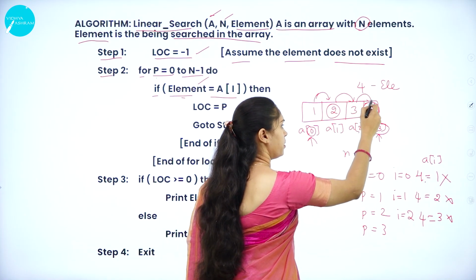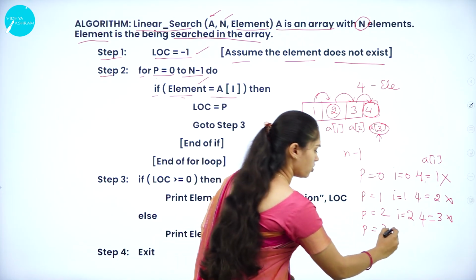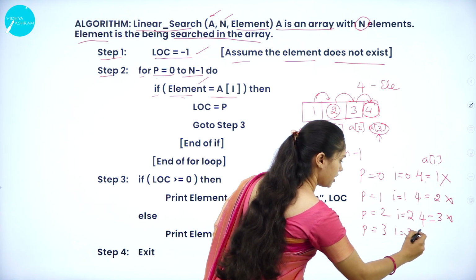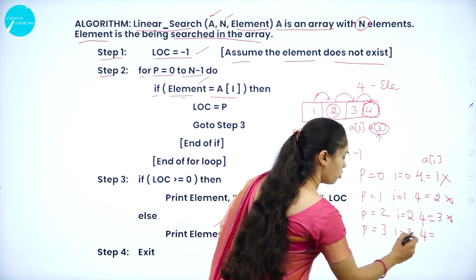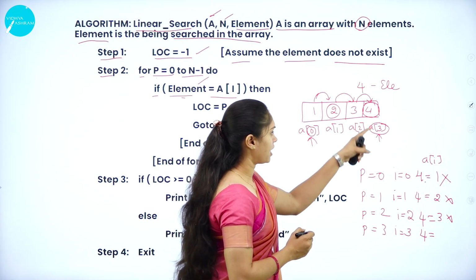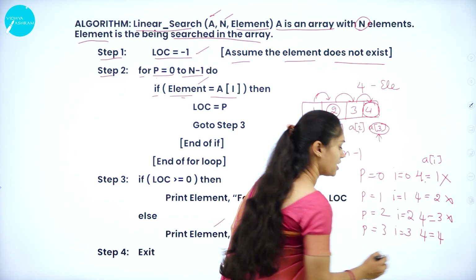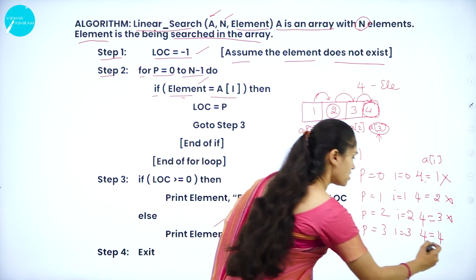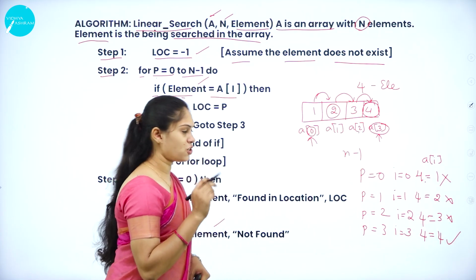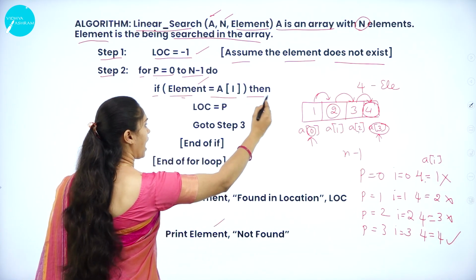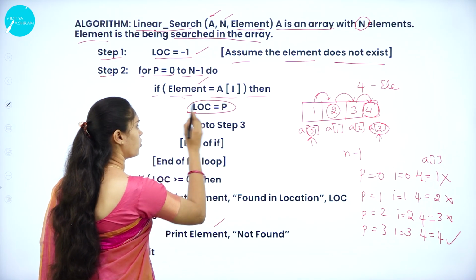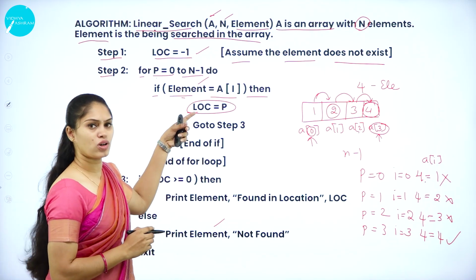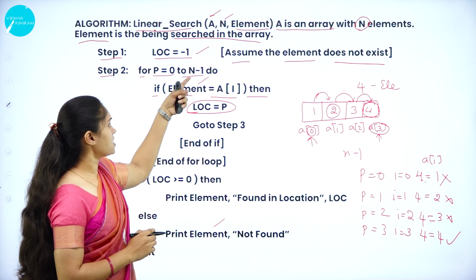Then the position will be moved to the next one. So here I becomes 3. I am searching for 4. What is there in A of 3? That is 4. Is 4 equal to 4? That is true. If it is true, then what is going to happen? Location is equal to P. So initially, what was the location value? That is -1.